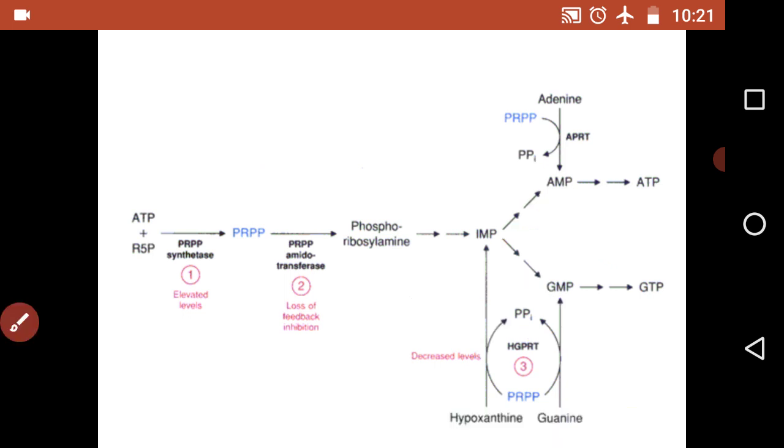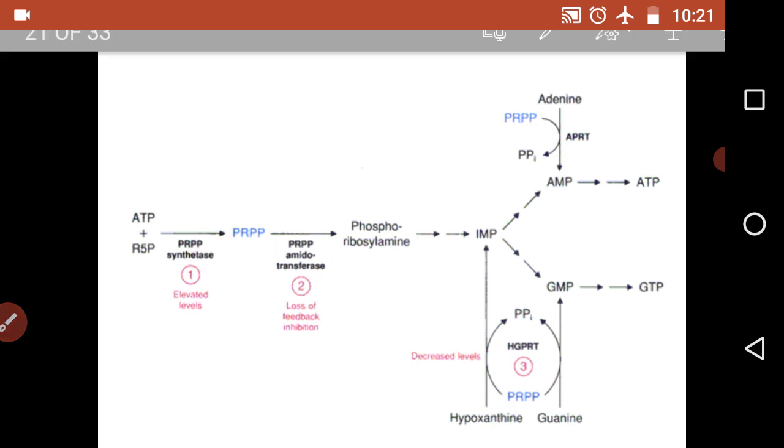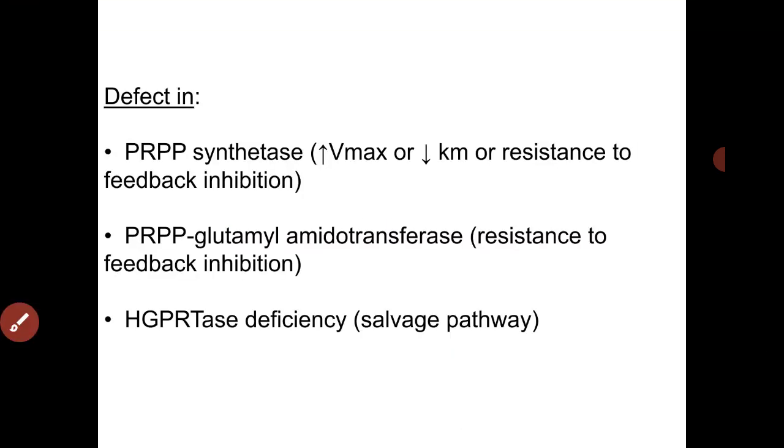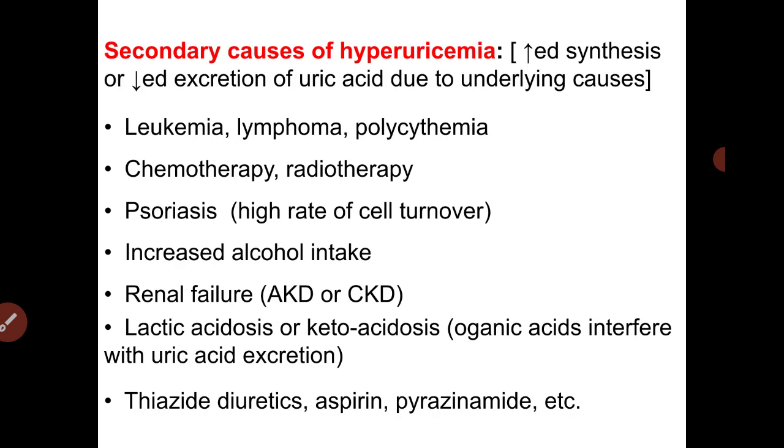So what are the causes for primary gout? It is due to resistance of PRPP synthetase and PRPP amidotransferase to feedback inhibition, or decreased levels of the enzymes of salvage pathway. So the causes of primary gout are PRPP synthetase resistance to feedback inhibition, or PRPP glutamyl amidotransferase, which is resistant to feedback inhibition, or decreased enzymes in the salvage pathway, which is HGPRTase deficiency.